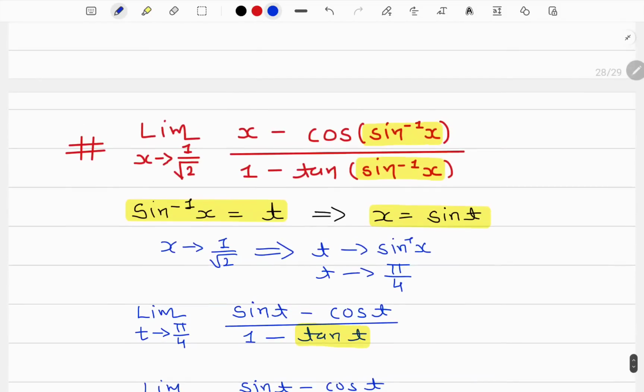So yes, this limit is nothing but minus 1 upon root 2.